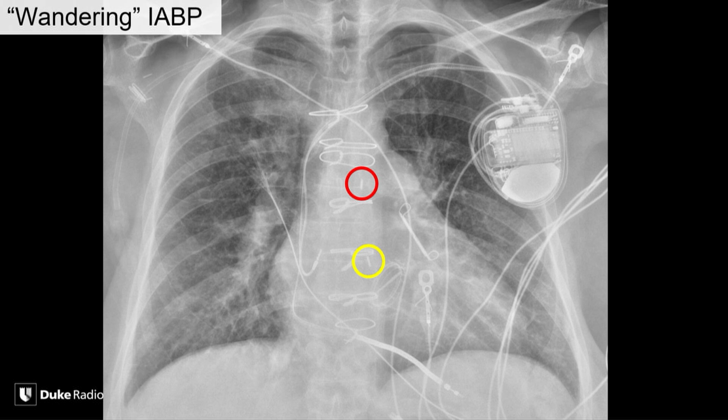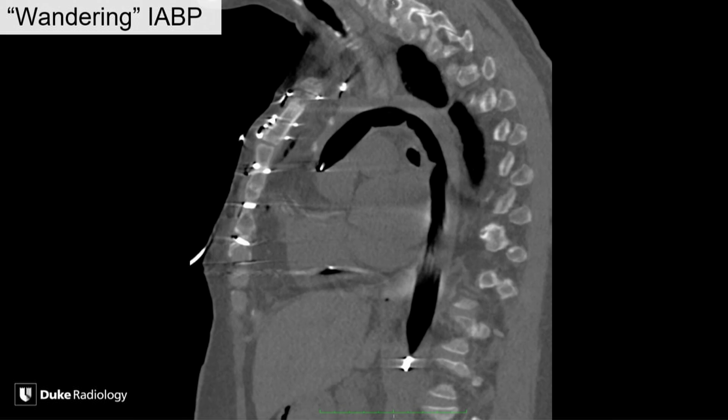Way too close together. What's happened? This one has popped over into the ascending aorta. Difficult to predict simply on the basis of the chest radiograph, but there it is on the CT scan. There's the marker in the ascending. There's the balloon in the ascending and the arch. And then the distal marker overlying the descending thoracic aorta.